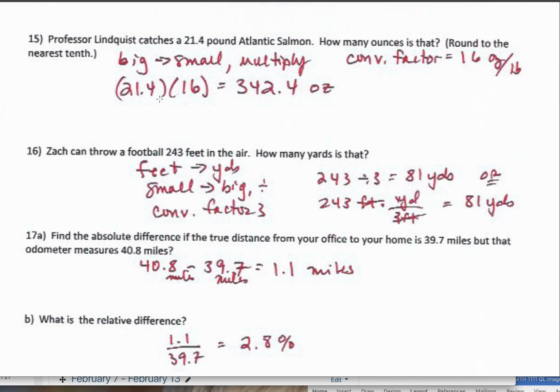Notice, sometimes I'm doing the problem where you can cancel out the units, and sometimes I'm doing it with the whole idea of big to small. You should do whichever one you like the most, and if you like them both, then you flip-flop back and forth between them both. Zach can throw a football 243 feet in the air. How many yards is that? Well, feet to yards is small to big, so we need to divide. And the conversion factor is 3, because there are 3 feet in a yard. So 243 divided by 3 is 81 yards. Or, if you wanted to do it the other way, 243 feet multiplied by 1 yard per 3 feet, killing off the feet, I still get the division by 3, 81 yards.